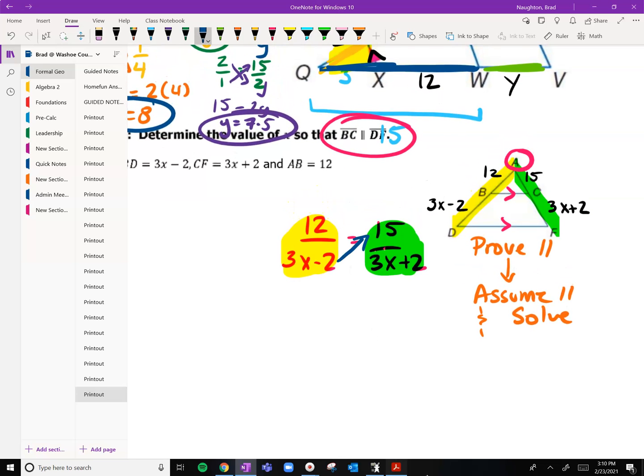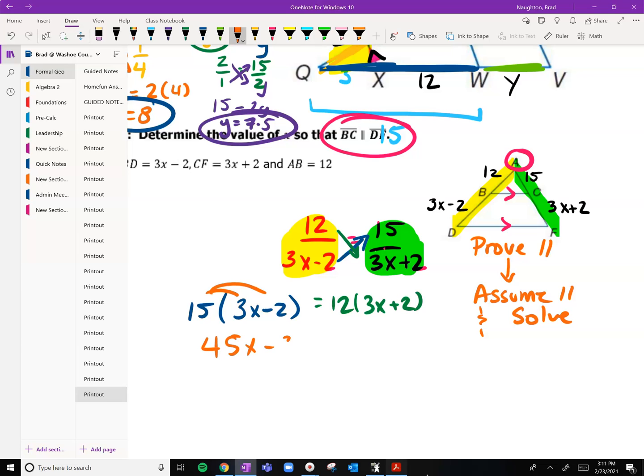So cross multiply there. So 3x minus 2 times 15. And then we'll go this way. 12 times 3x plus 2. We're going to distribute. So 45x minus 30. And then we'll distribute over here. And that's going to give me 36x plus 24. So let's minus my 36x to solve.